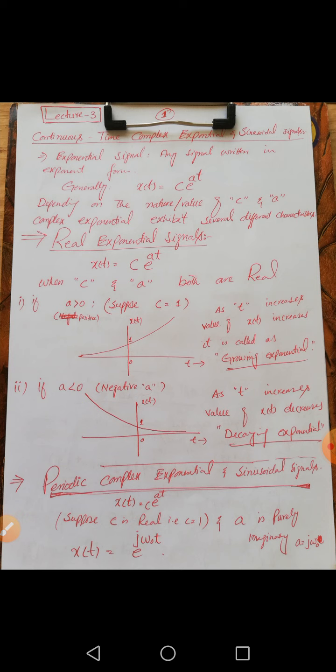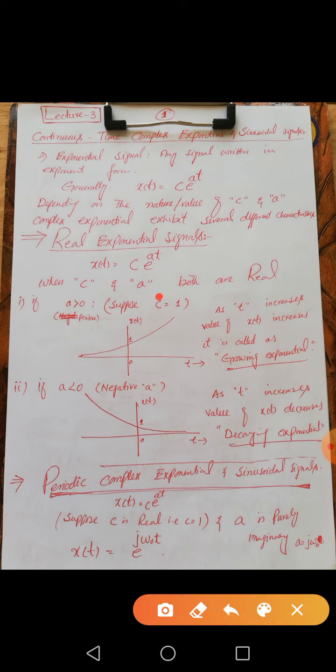Now suppose c is equal to 1. c can be any real number, like 5, 3, 2, but for simplicity we suppose that c is equal to 1 and a is greater than 0. a can be 1.5, 2, any positive value. Now for this supposition, when a is greater than 0 and c is equal to 1, let us plot x of t.